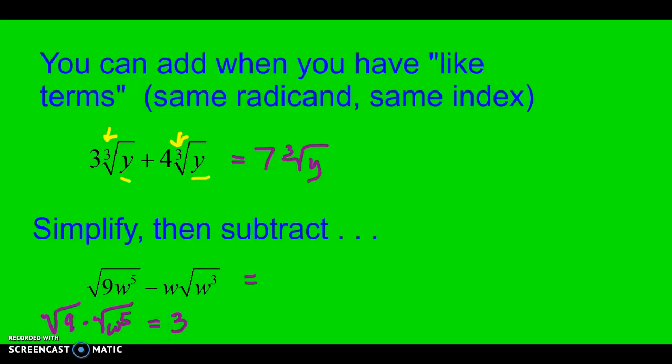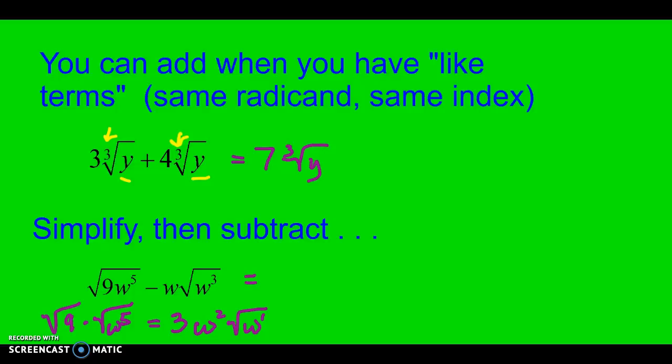And the square root of w to the 5th, I divide 5 by 2, because my index is 2. 5 divided by 2 is 2, so that gives me a w squared on the outside, and it has a remainder of 1. So that remainder of 1, w to the 1st, has to stay under the radical.